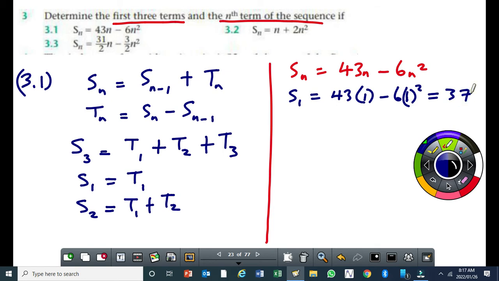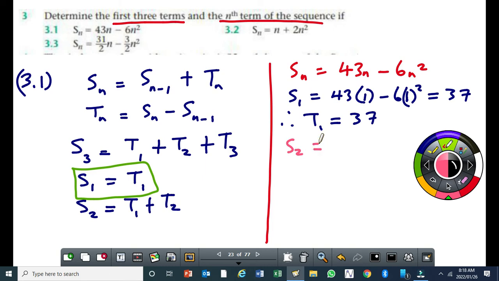Now, that 37 therefore means that T1 is equal to what? To 37. It's important for you to know that S1 is equal to T1. And I indicated that here. S1 is equal to T1. So already we now have the first term. Now we need to find what? S2. Now when we find S2, be aware that S2 is equal to T1 plus what? T2.